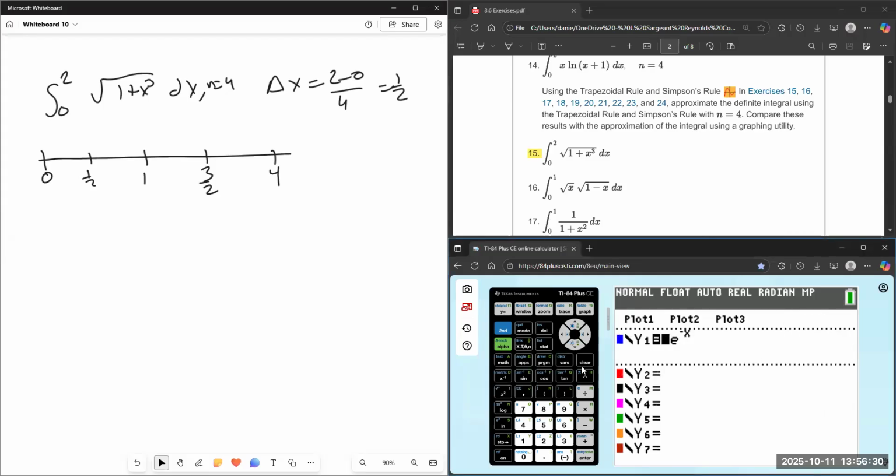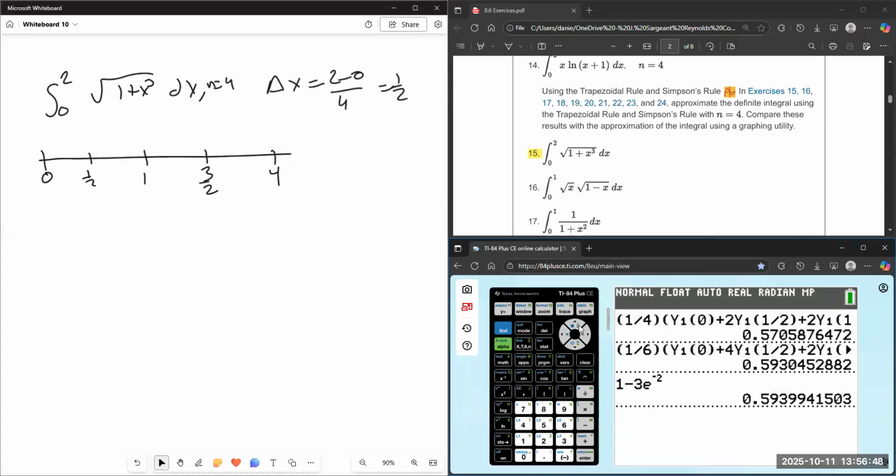We just change our y1 to be the square root of 1 plus x to the third. And I don't even need to bother to type all that again because that should be the same function there since I have the same number of intervals and same starting points. So it's 3.2832.